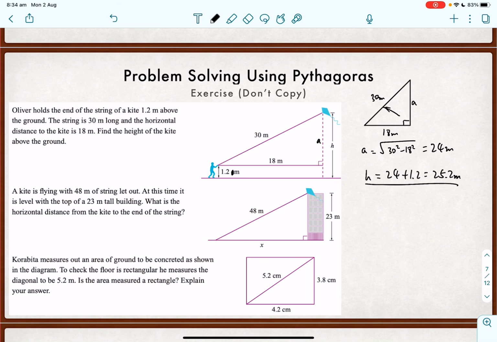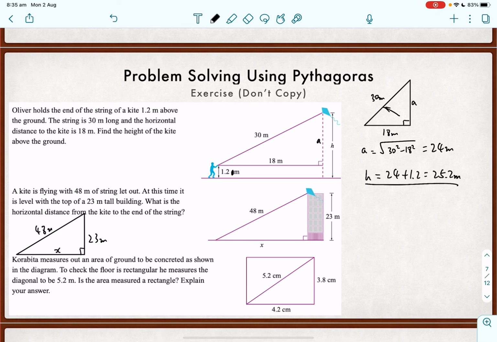Cool. Now, the second one. A kite flies with a 48 meter string, and at the time it's at this level on the top. So we know how high the kite is, and we're looking for the horizontal distance. This one's even easier. I'm going to do it here, not enough space on the right hand side. You know this is a right angle triangle because buildings are perpendicular. So 23 meters, and that is 48 meters.